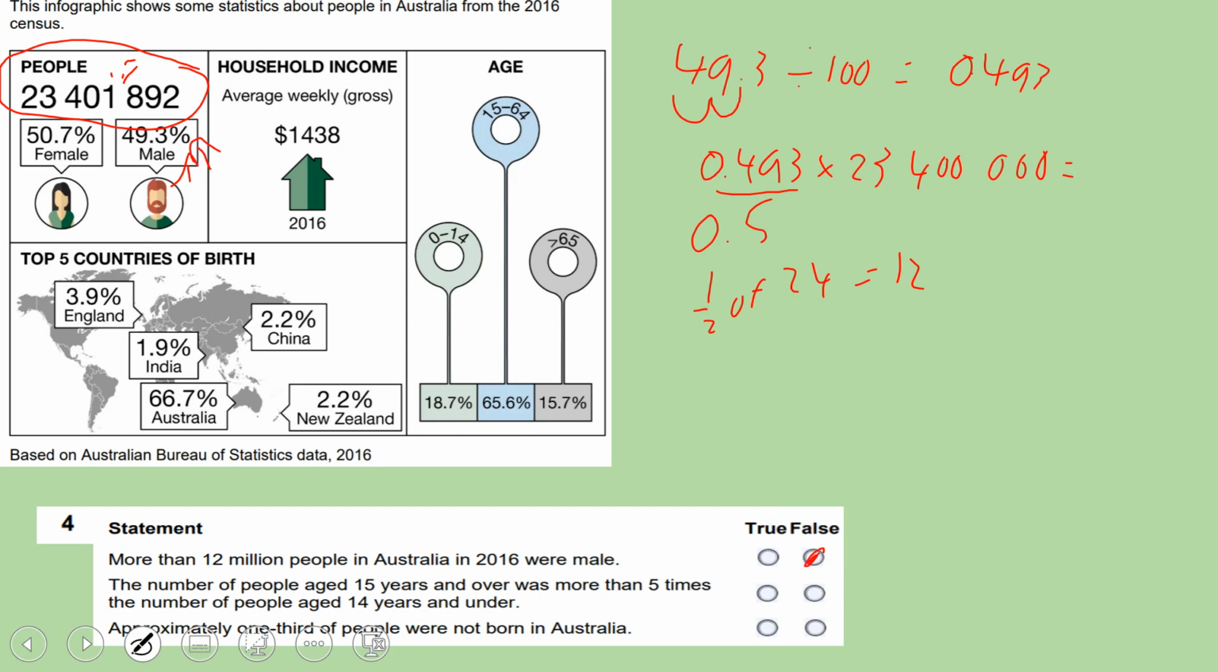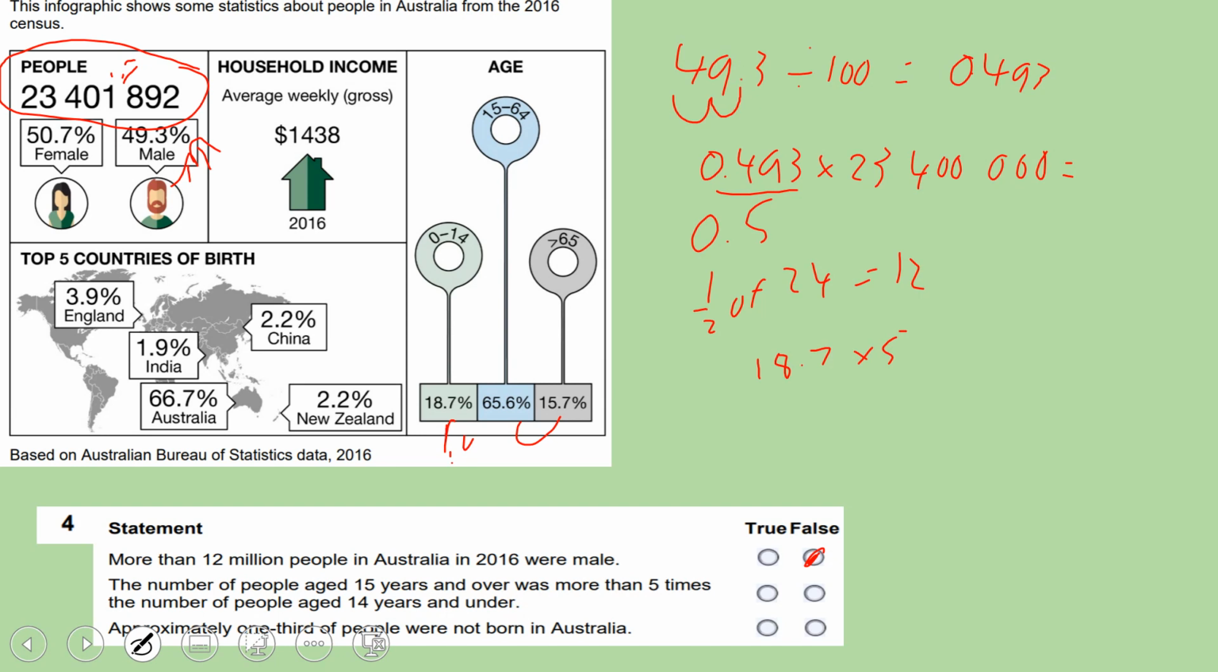Okay, next question. The number of people aged 15 years and over was more than 5 times the number of people aged 14 years and under. So here's 15 and over, and right there is 14 and under. So for a start, let's just multiply 18.7 times 5 to see what that number looks like.